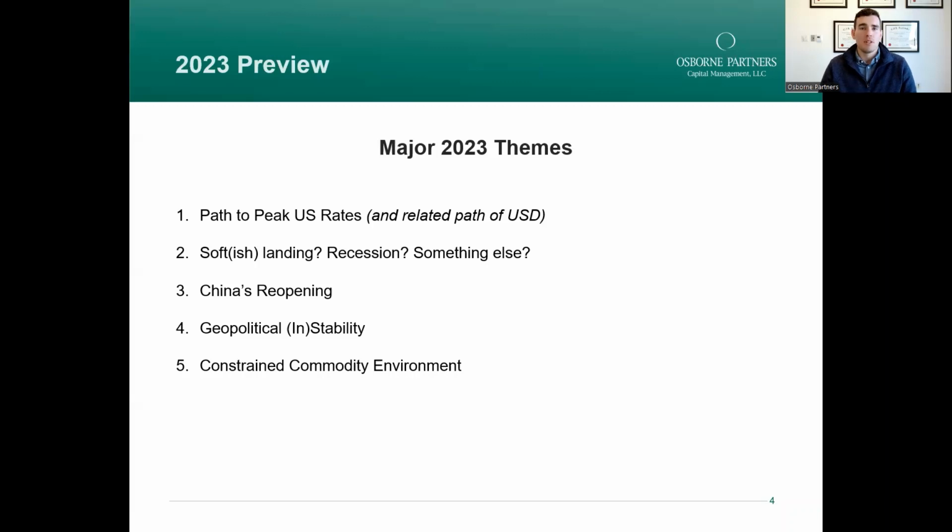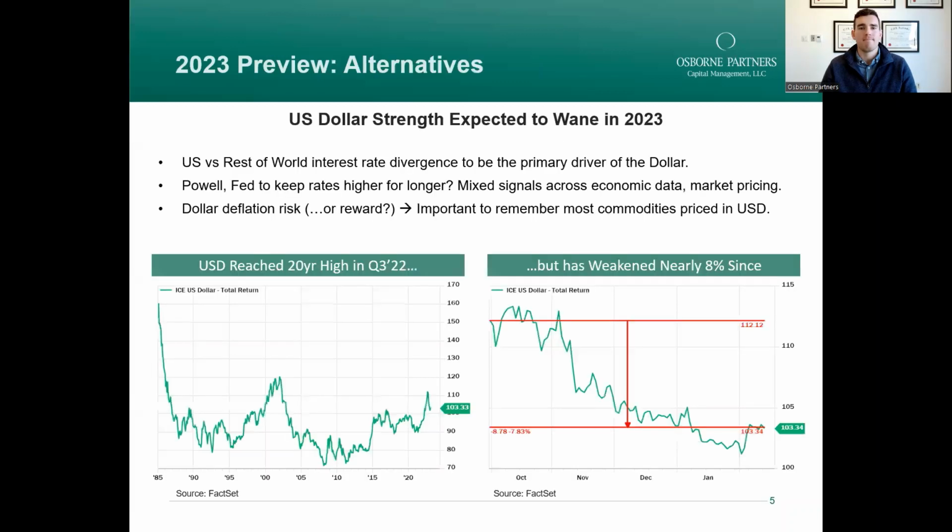Number 4, geopolitical stability or lack thereof. For this, I have in mind 3 key regions: one being Russia and Ukraine, two, areas of South America that are key commodity producers, and three, China, which again is a key commodity consumer. The path of those 3 regions will be telling as it relates to the overall supply and demand balance for commodities for 2023. And last but not least is the key theme for me as it relates to natural resources for the year, which is the generally constrained commodity environment we find ourselves in.